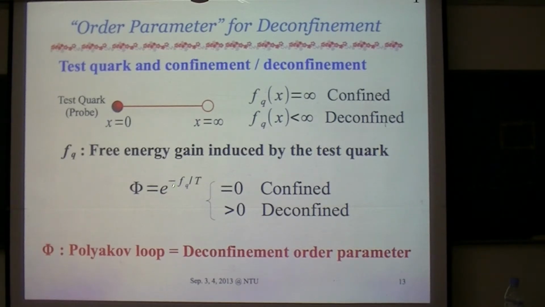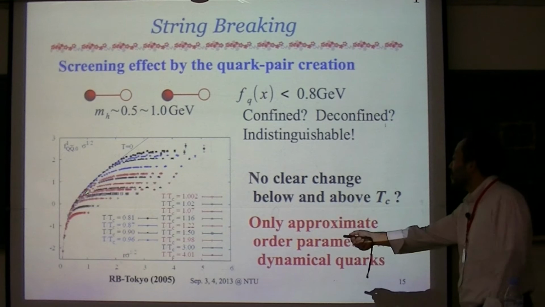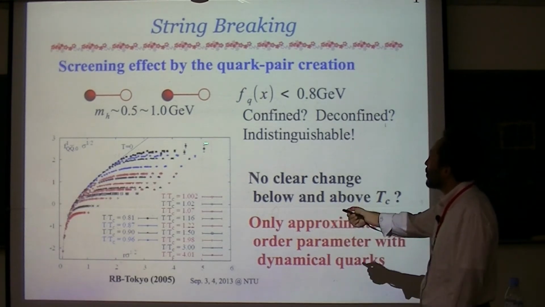And so this Polyakov loop can never be 0. Okay? So there's actually no clear distinction between confined phase and deconfined phase. Okay? No clear qualitative change below and above Tc. And that you can also see from the behavior of the heavy quark potential.